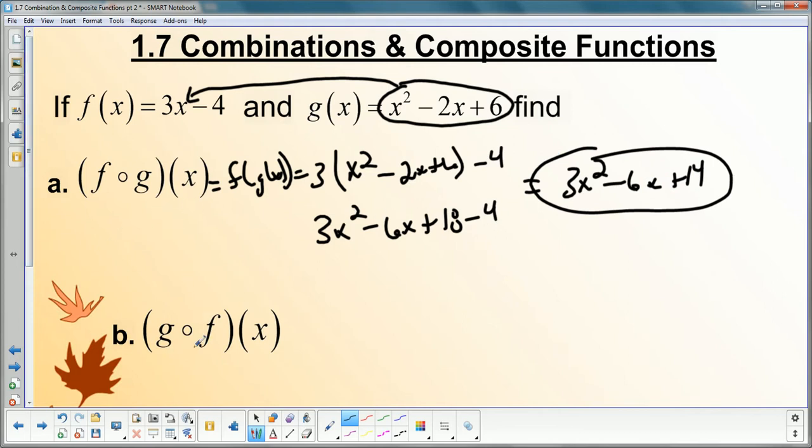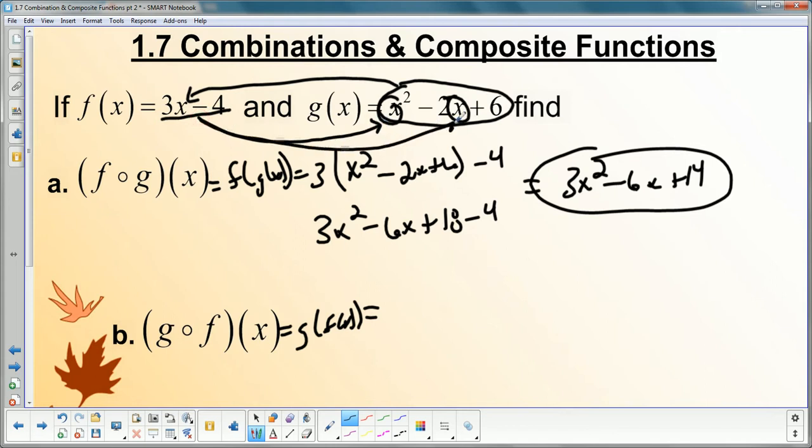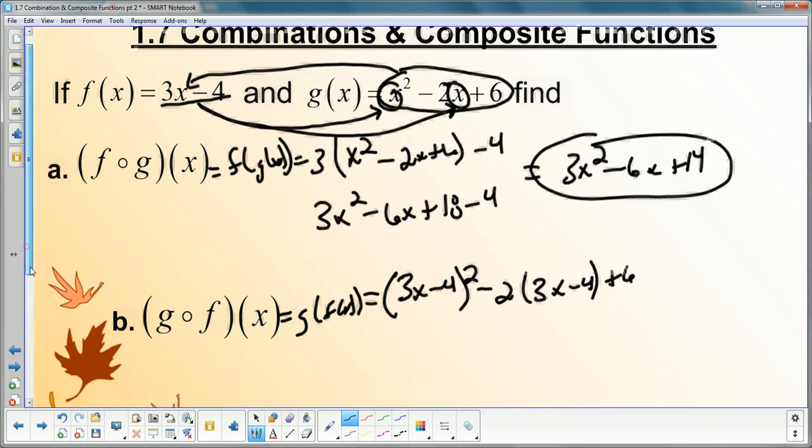Now we can also go the other way. Here this is g of f of x, which means that f of x is being plugged in to g. And you'll notice that in g of x there are two x's, so this whole piece needs to get plugged into both of those x's. What that will look like when we start, we're going to put it all in parentheses, 3x minus 4 squared minus 2 times 3x minus 4 plus 6. So you see I just changed the x's to 3x minus 4.